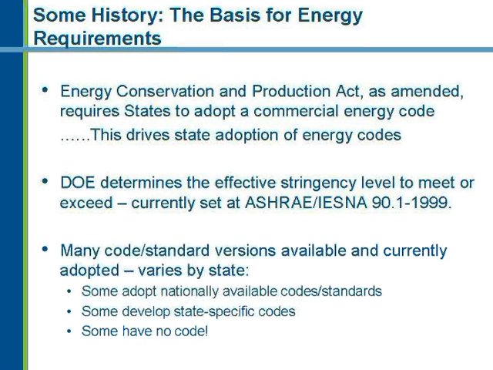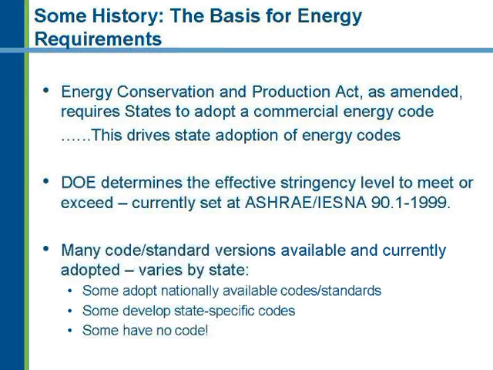Some history on the basis for energy requirements in the United States. As you may know, the Energy Conservation and Production Act, as amended by EPAct, provides a requirement that states adopt a commercial energy code that meets a certain stringency level. And this requirement is what has driven states to adopt energy codes in one form or another. The stringency level is a task that was taken up by DOE, and their current determination is that the ASHRAE/IESNA 90.1-1999 is the standard level of stringency that must be met by this requirement.